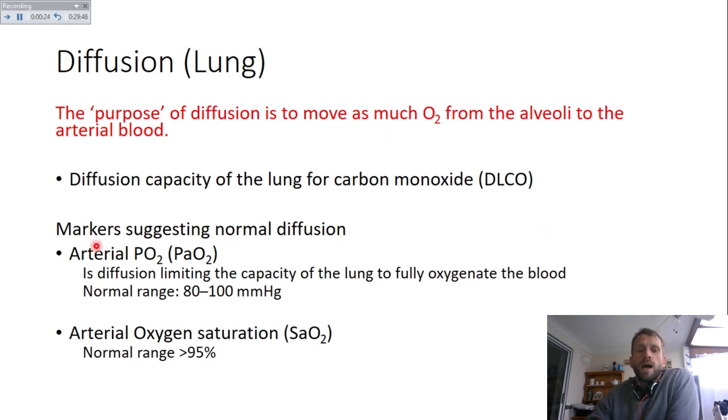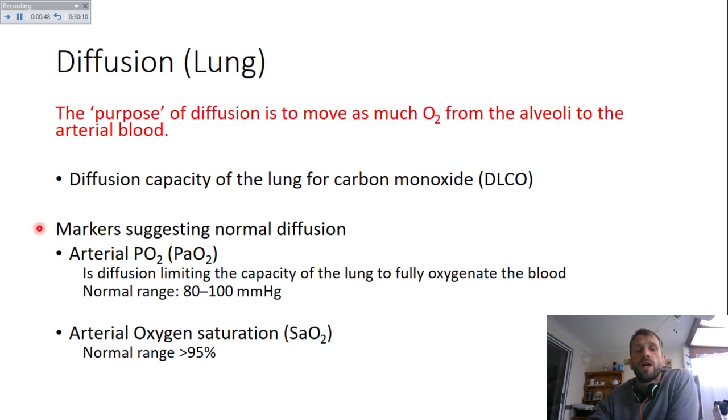Now, markers that are suggestive of normal diffusion that we can measure during exercise, well, one of the primary ways of measuring it is by looking at the diffusion capacity for carbon monoxide. I've put a note of that there, but we can't measure that during exercise, but it's worth reading up a little bit about it because you may see it in some of your papers, particularly if you're going to read about COPD.